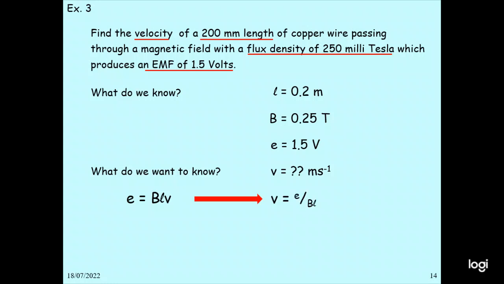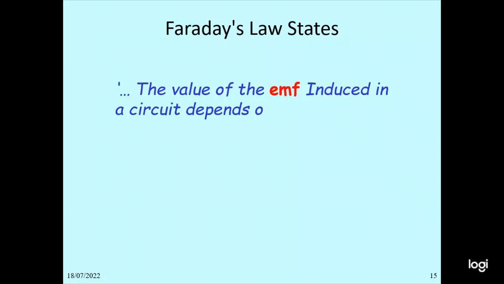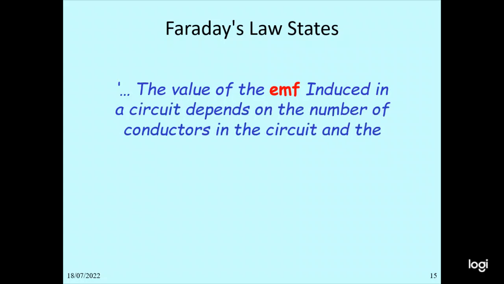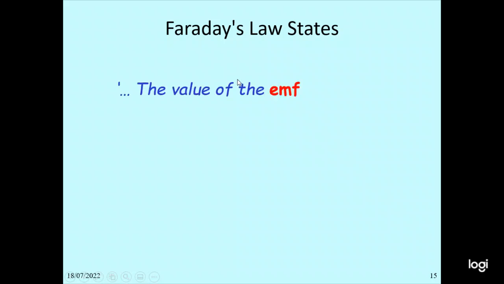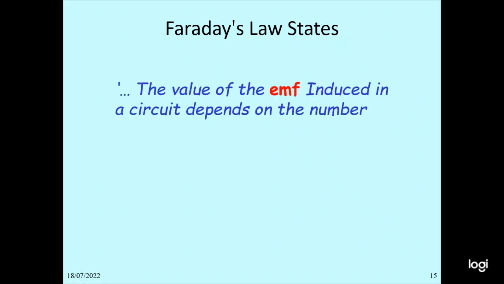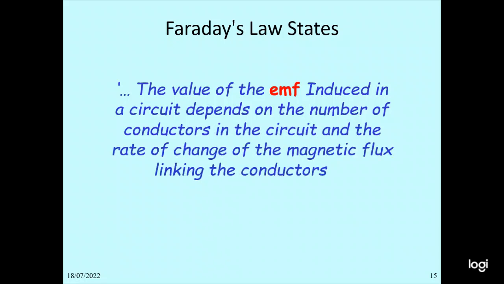The next one is Faraday's law, which states that the value of the EMF induced in a circuit depends on the number of conductors in the circuit and the rate of change of the magnetic flux linking the conductors. So E equals N multiplied by delta phi over delta t. N is the number of conductors, delta phi is the change of flux, and delta t is the change of time. So delta phi over delta t is the rate of change of the magnetic flux linking the conductors.